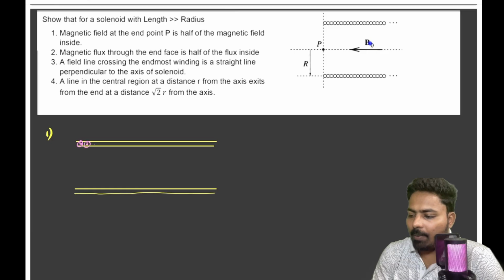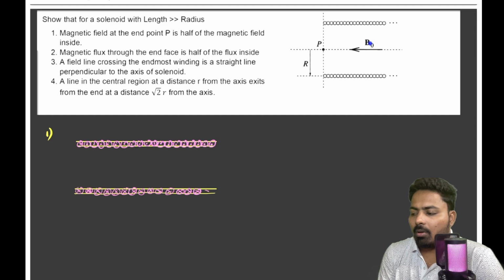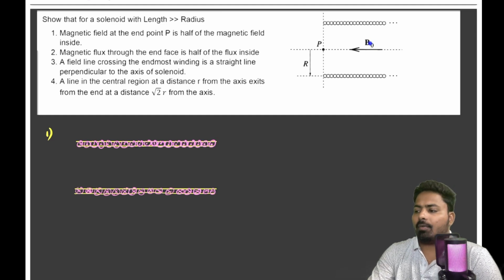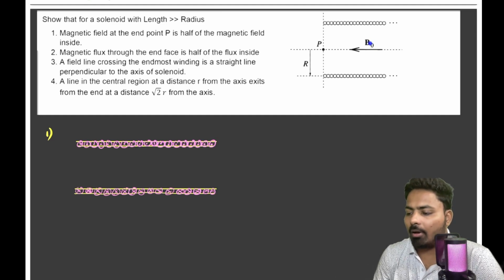let's say here the current is coming out of the plane. The windings are equally spaced. The number of turns per unit length is given as small n, and here the windings are going, basically the current is going into the plane, like this. Now for a long solenoid, let's say this is the axis of this long solenoid.